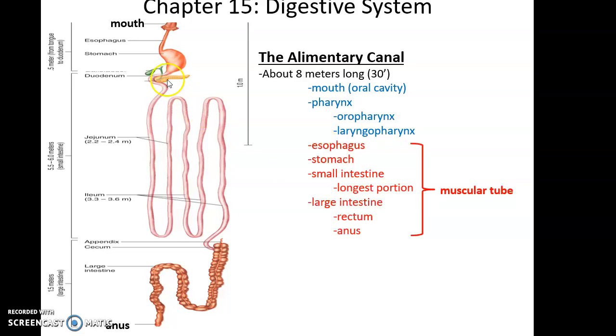From there, the food goes through the esophagus directly after the pharynx, then the stomach, the small intestine, and the large intestine, and then finally the rectum and anus. And from the esophagus to the anus, it is just a long muscular tube moving the food along its length.